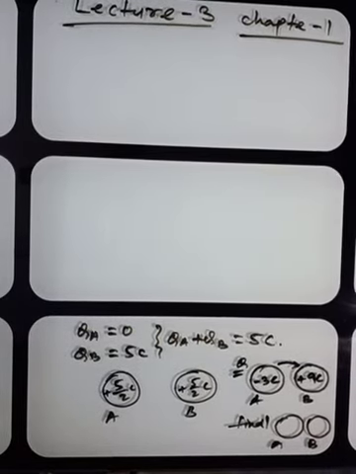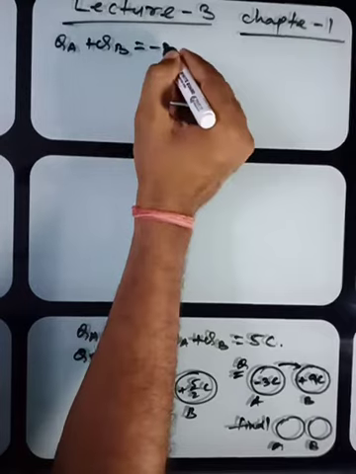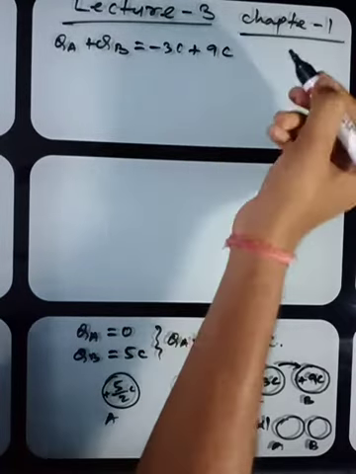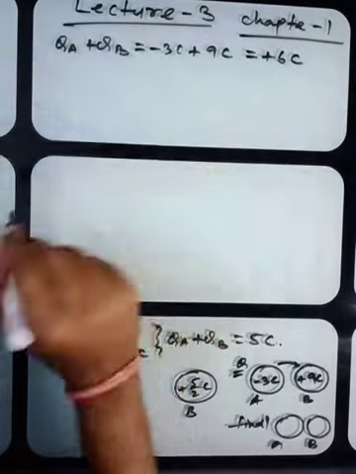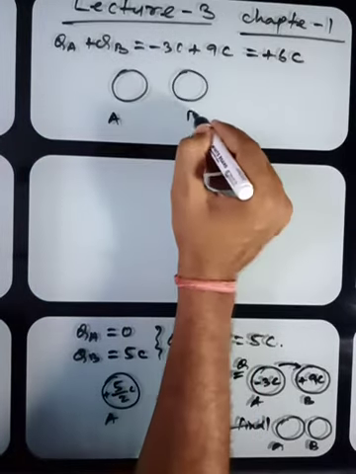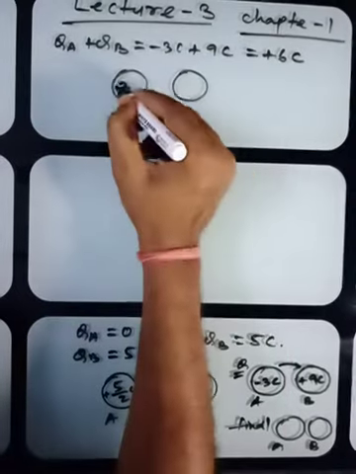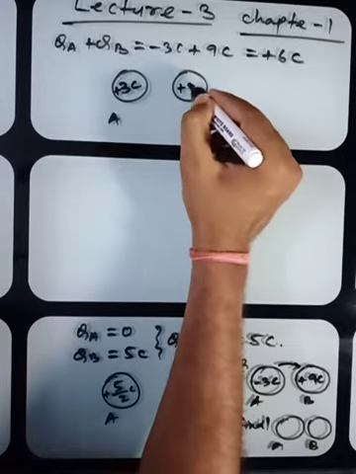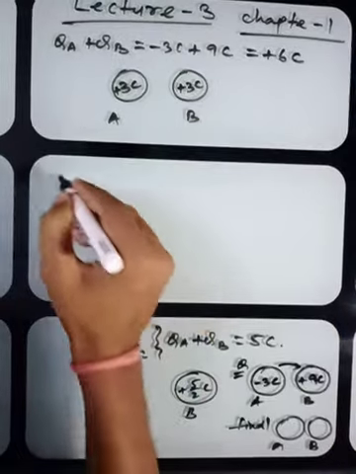I hope, students, you have solved it correctly. Now, for bodies A and B, the total charge QA plus QB will be minus 3 coulomb plus 9 coulomb. How much is it? 6 coulomb. Now, this 6 coulomb will be equally divided between both bodies A and B. That is 6 by 2, and this is positive. So, plus 3 coulomb and plus 3 coulomb. Hope you enjoyed this example. It's very easy. Now, the next example.